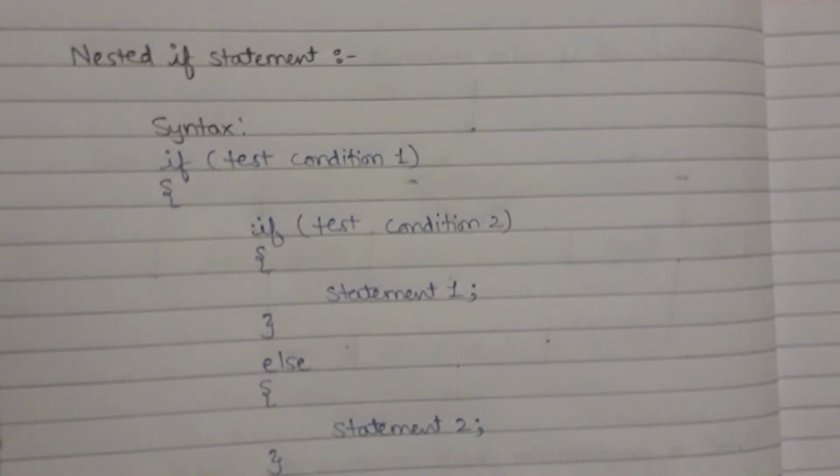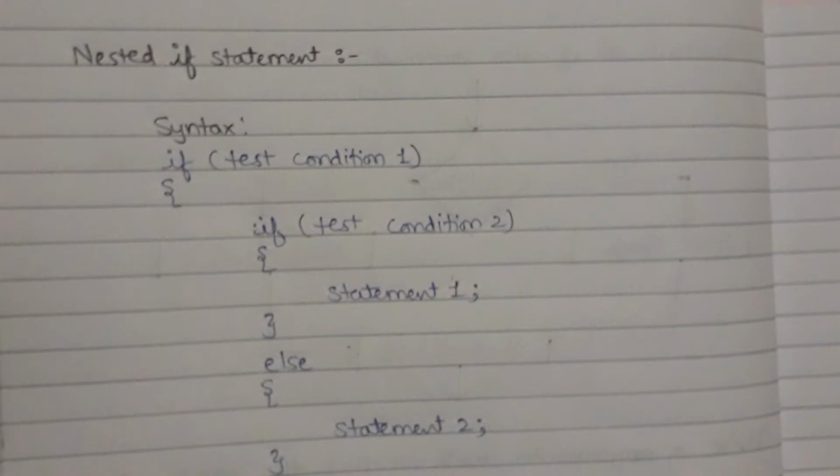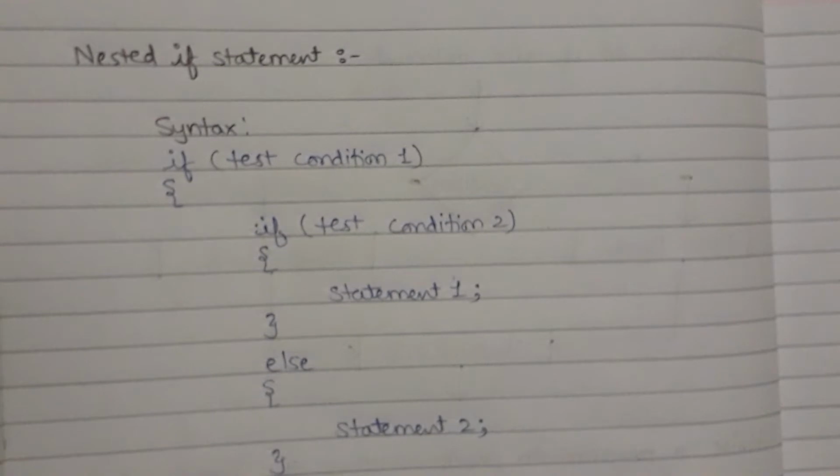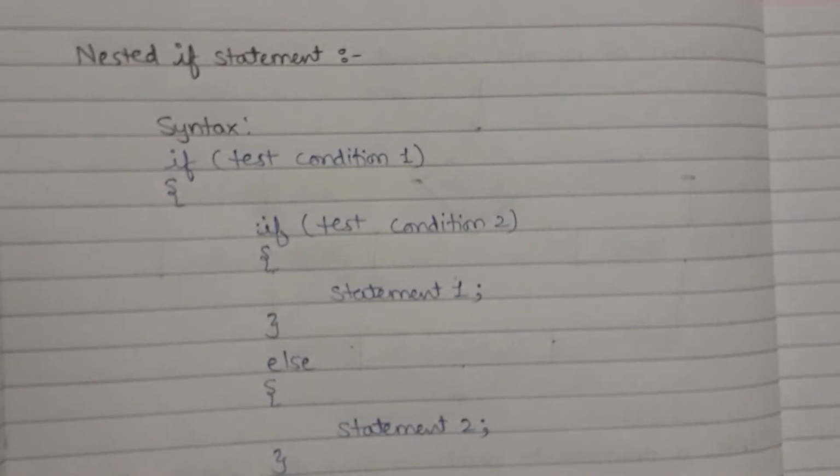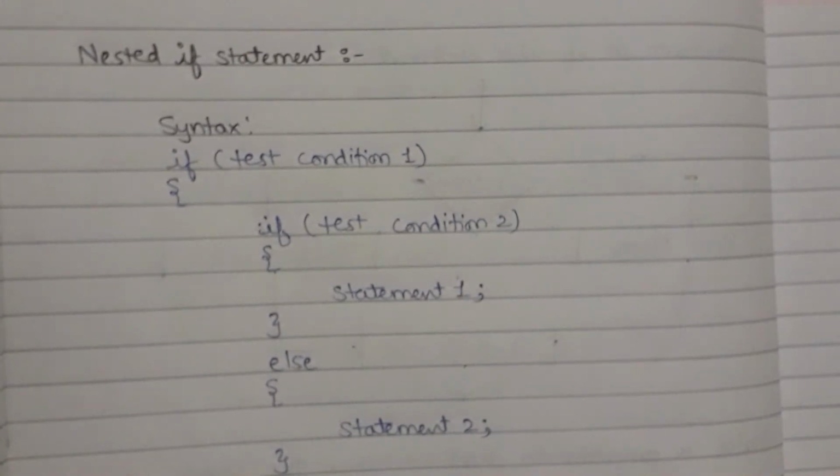Now the third statement is nested if else. We will use nested if else when we have a number of conditions, that is, more than one condition. For example, we have a number and we have to check whether the entered number is a positive number, a negative number, or equal to 0. In that case we will use the nested if statement.